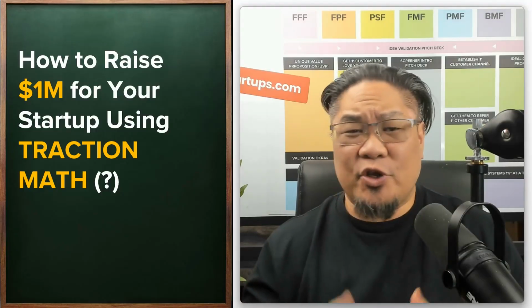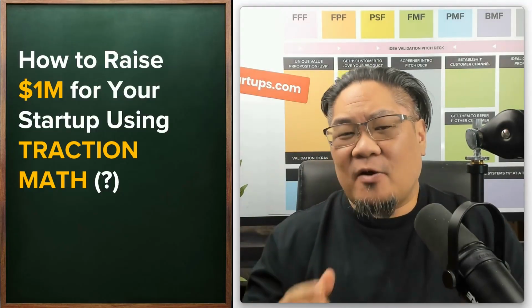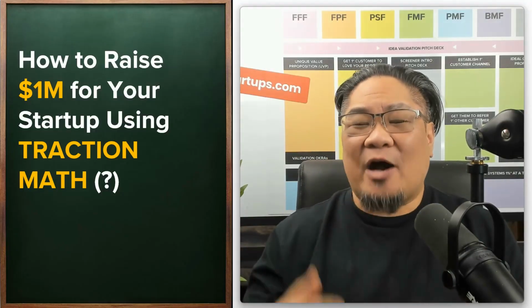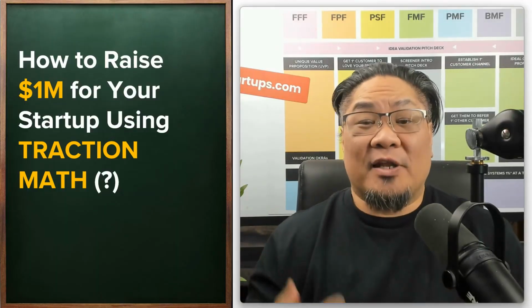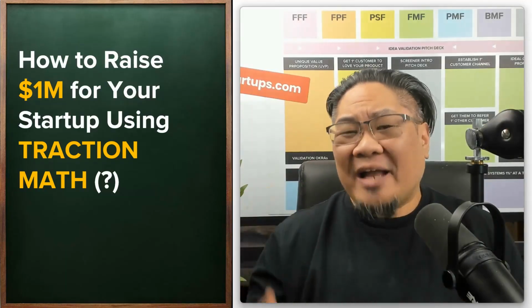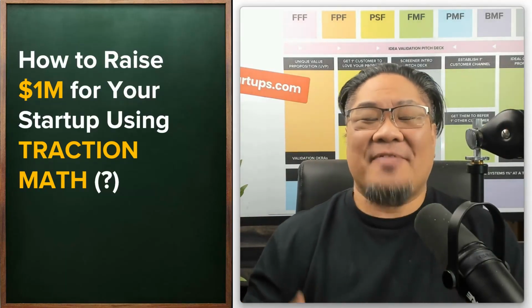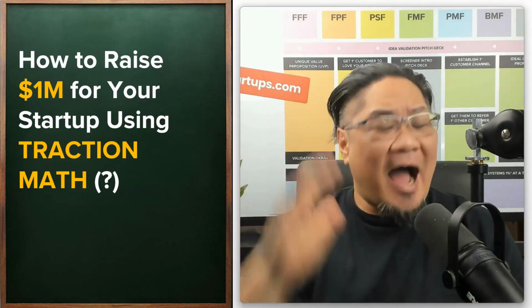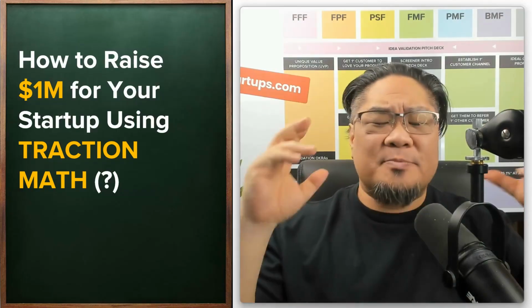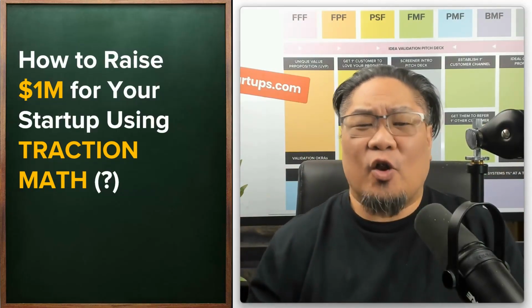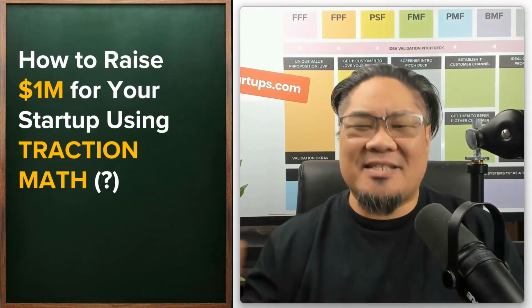You can raise less or you can raise more, but there's a mathematical formula to show you how to raise that amount of money with a little more confidence in understanding what type of traction you need to show investors to have that confidence to go in there and say, I know what I'm talking about, and not always be wondering, because so many founders struggle. What do pre-seed investors, what do seed investors need?